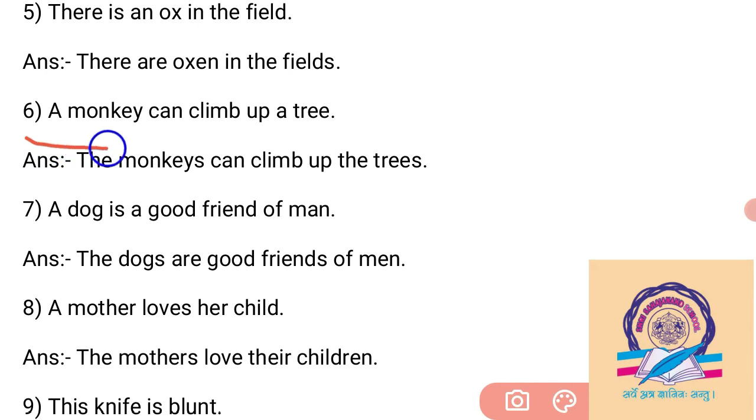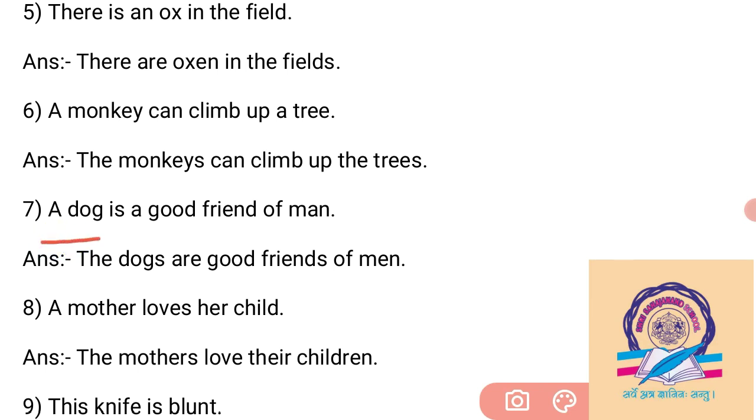Then, a monkey can climb up a tree. So a monkey changes into the monkeys for making the plural, we have to add s. Can climb up remains the same. Then a tree changes into the trees for making the plural, we have to add s after tree. So our answer is the monkeys can climb up the trees.